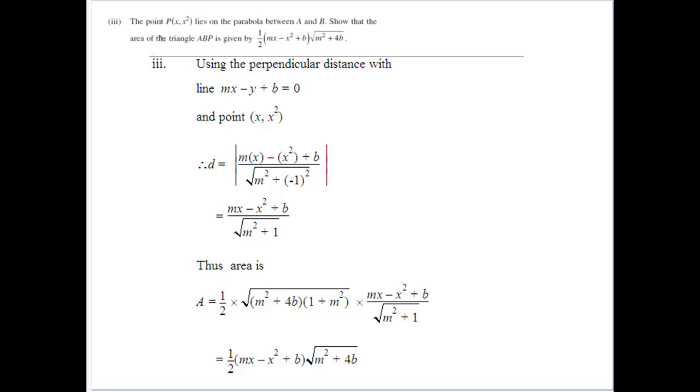The next part says the point P lies on the parabola between A and B, which we saw before.